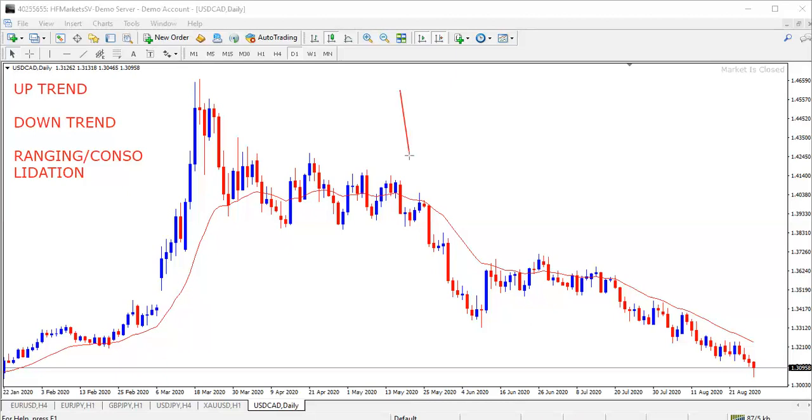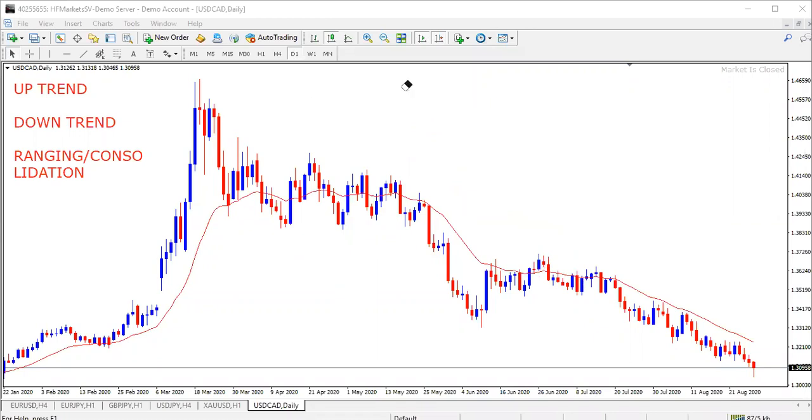Bears pull the price down like this. Bulls pull it up a little bit more. Bears pull it down again. Bulls pull it up a little bit more. Bears pull it down again. Bulls pull it up, and that's how we have this kind of structure in the market. That's how we have a zigzag movement in the market.